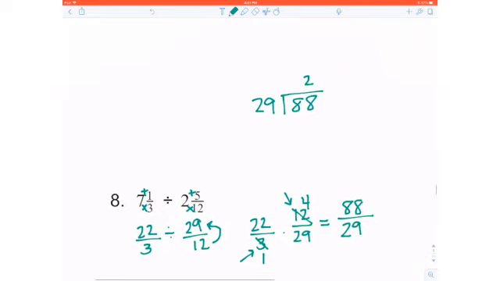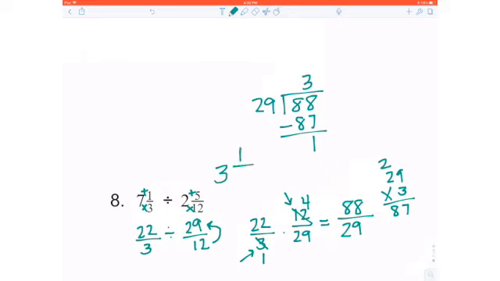Let me work it out here for you. 29 times 2. Oh no, I can do 3 times. Sorry about that. Let's try 3. 3 times 9 is 27. Carry the 2. 3 times 2 is 6, plus 2 is 8. So it is 3. 29 times 3 is 87. 88 minus 87 is 1. So our answer is 3 and 1/29.